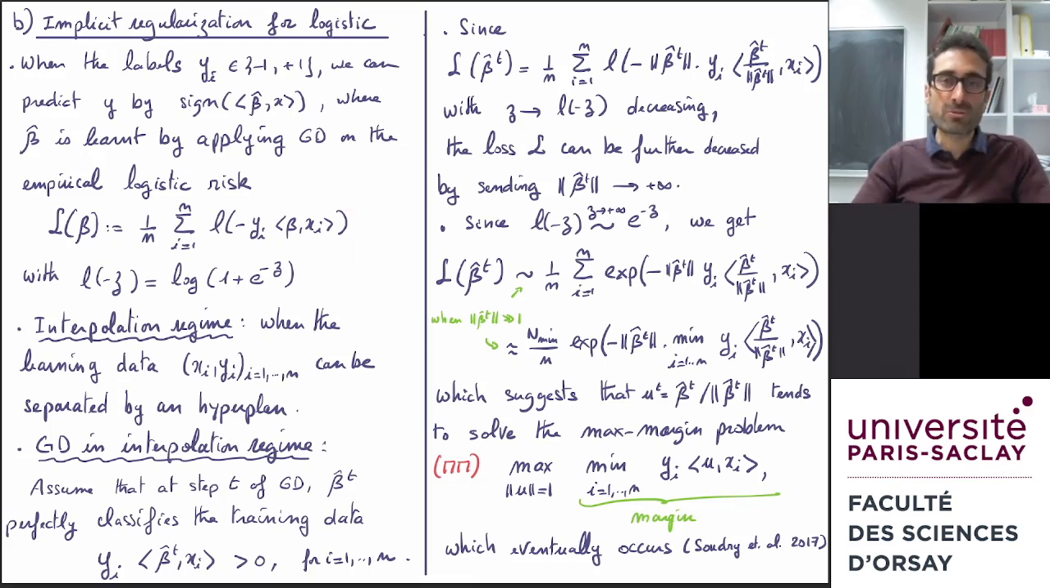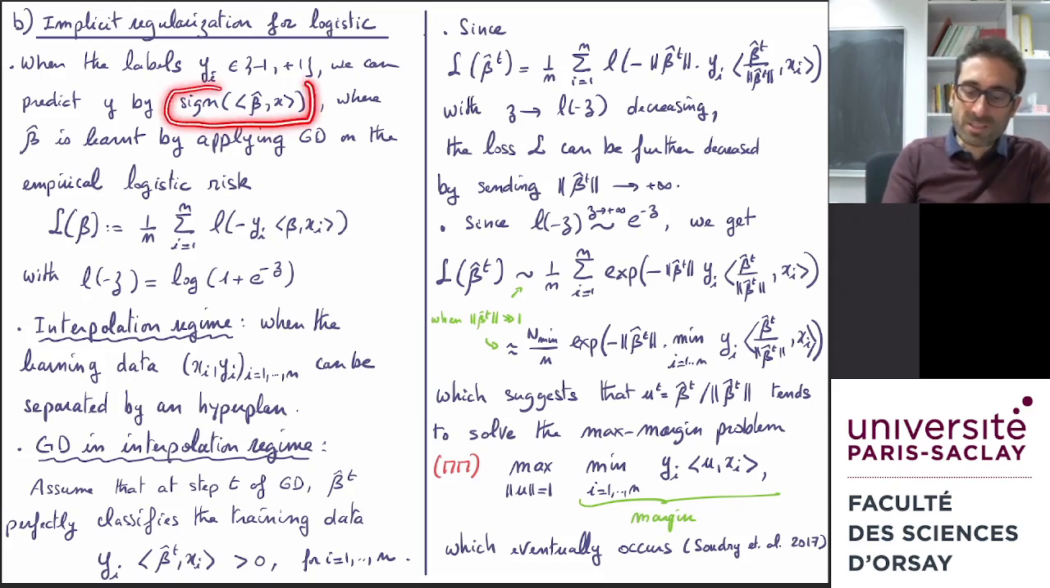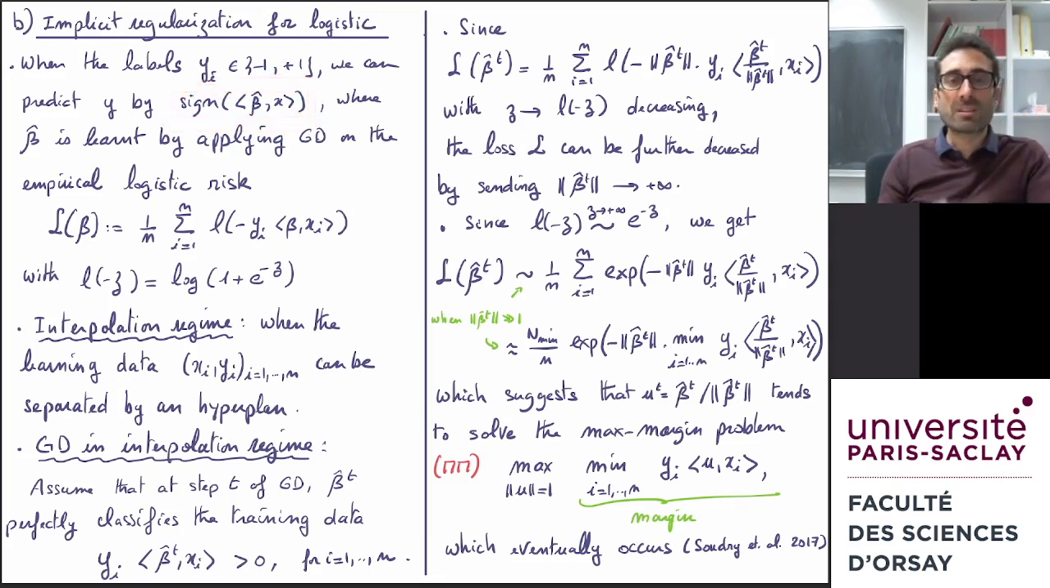And again, we want to focus on the interpolation regime. So what will the interpolation regime be? It will be the case where, when you look at a predictor like this and you apply it to the learning data, you apply it to the x_i, you will recover exactly the y_i. Okay, so it means that you are able to separate linearly your data, your x_i, y_i, by some hyperplane. Okay, so we consider this case, and we consider gradient descent on this logistic loss.